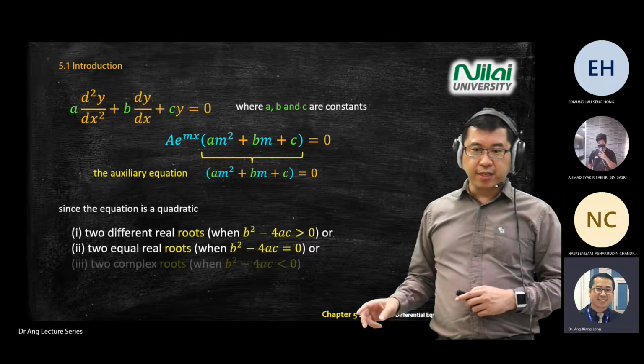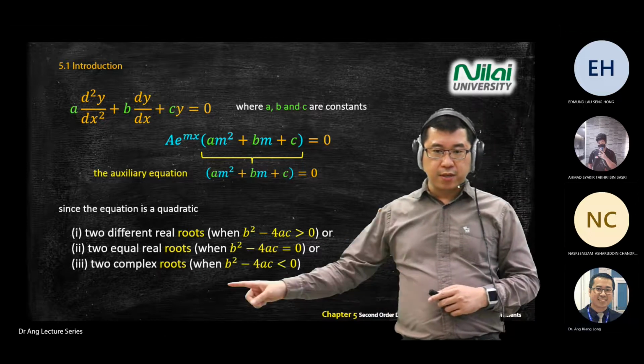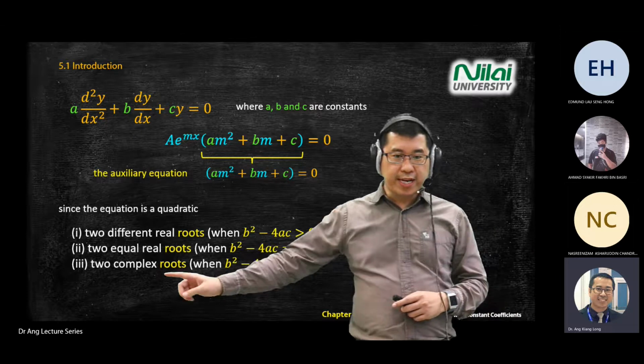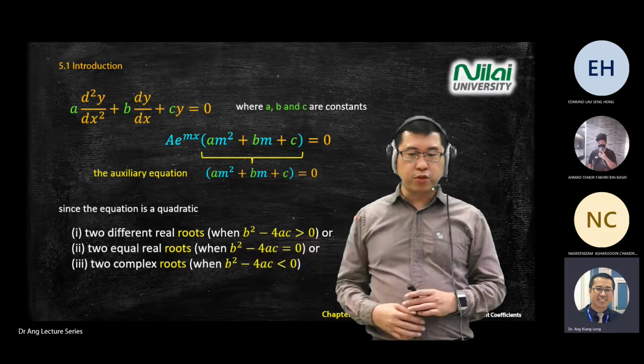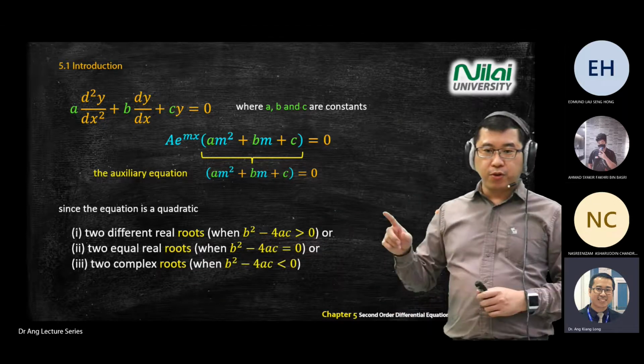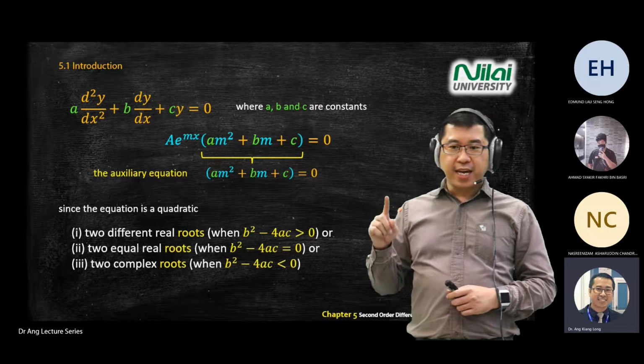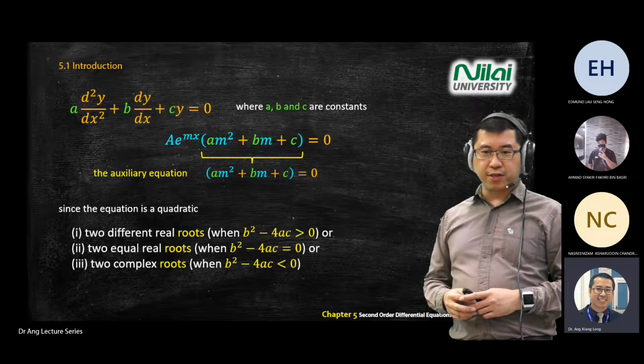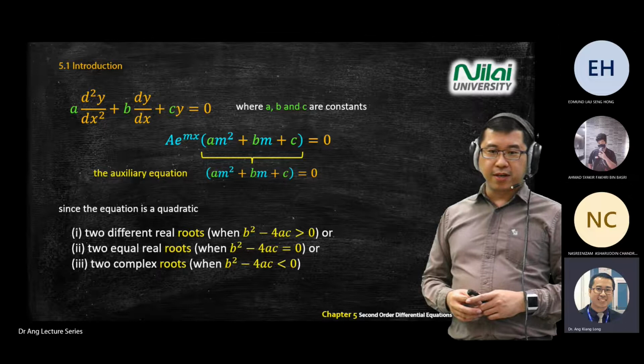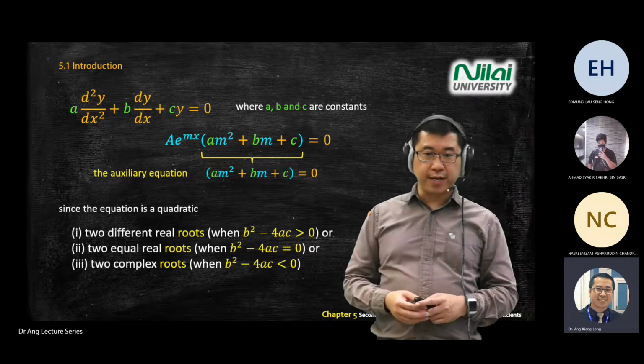And the third scenario is less than 0. If it is less than 0, we say that you have two complex roots, which means you have a j answer. Later I'll show you what that is.